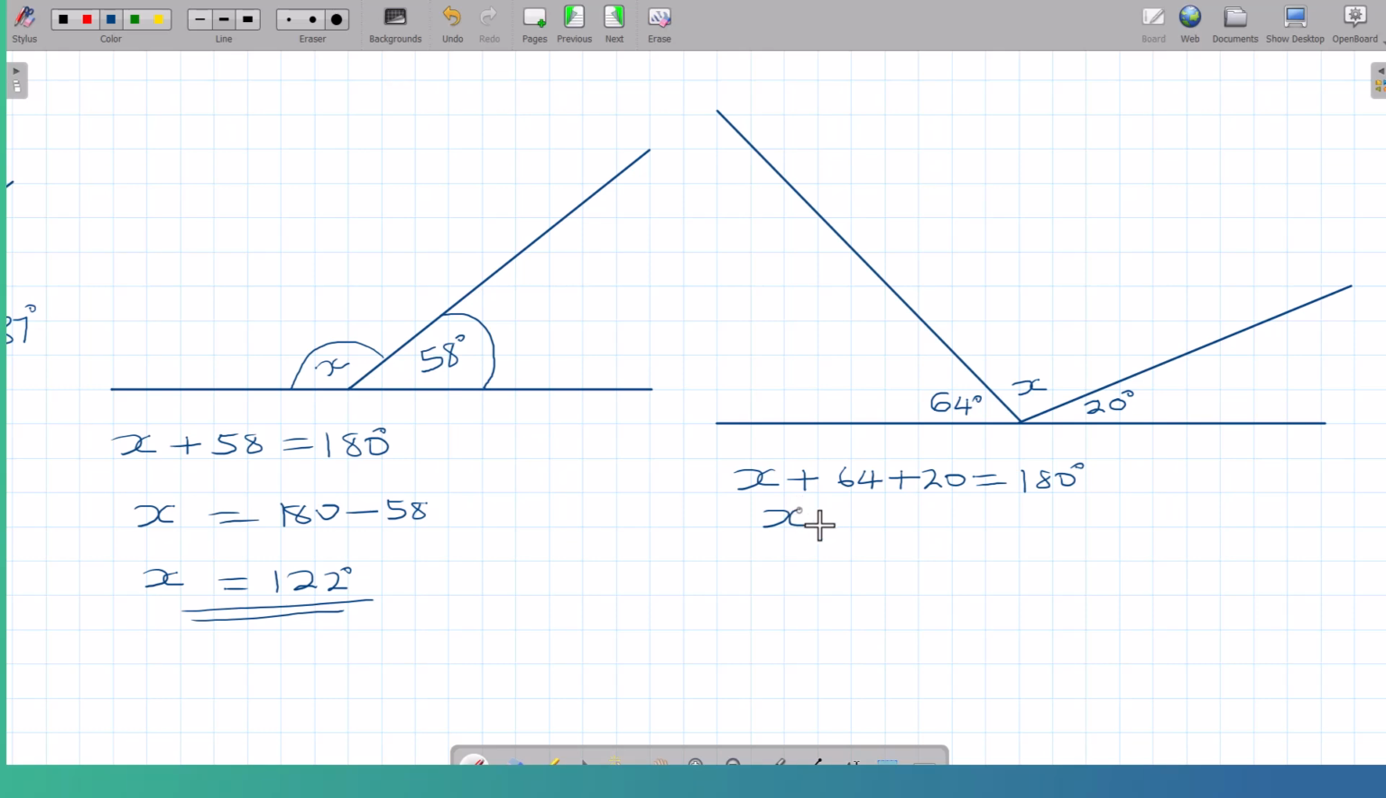What is 64 plus 20? 84. We get 84 degrees, equals to 180 degrees. Okay, now how do I get my x from here? What do I do? We say x is equal to 180 degrees minus 84.